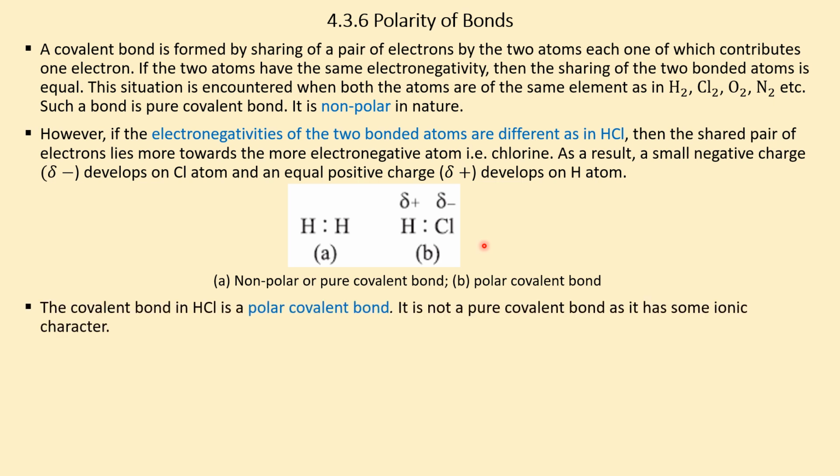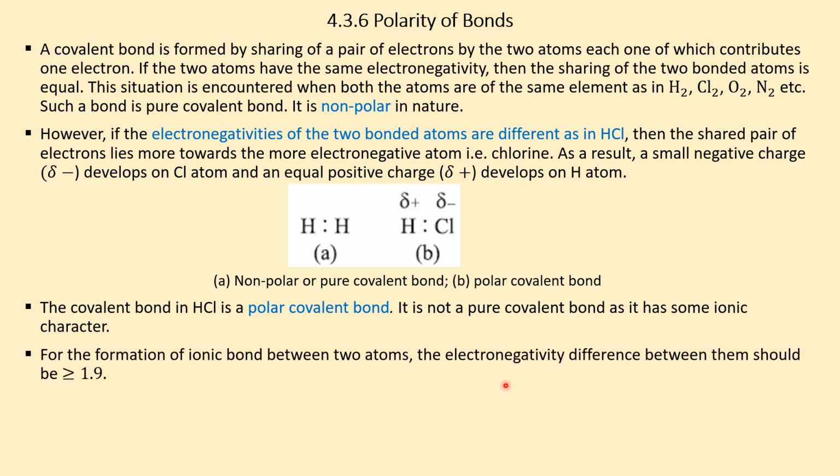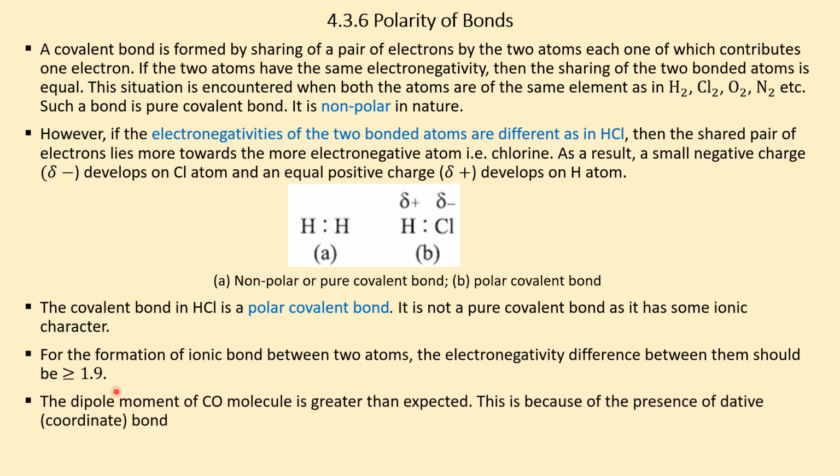The covalent bond in HCl is a polar covalent bond and it is not a pure covalent bond as it has some ionic character. For formation of an ionic bond between two atoms, the electronegativity difference between them should be greater than or equal to 1.9. The dipole moment of the CO molecule is greater than expected. This is because of the presence of a coordinate bond, a dative bond.